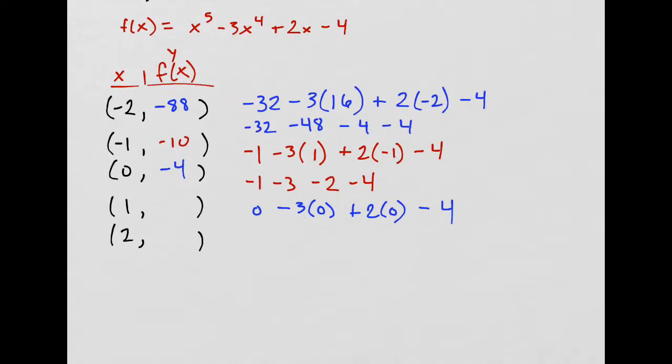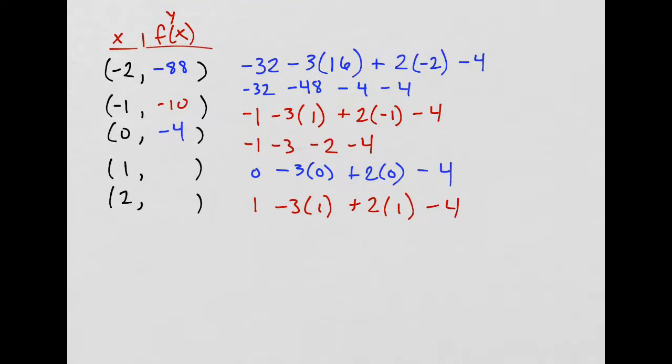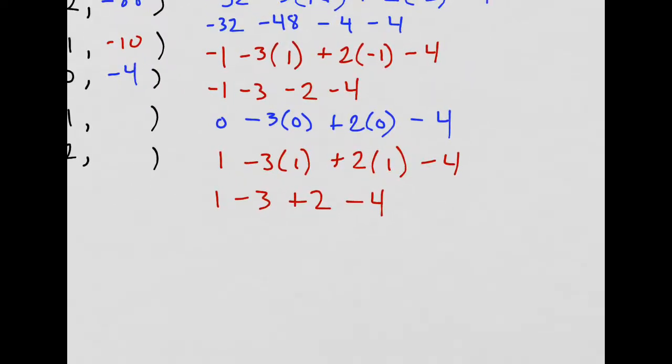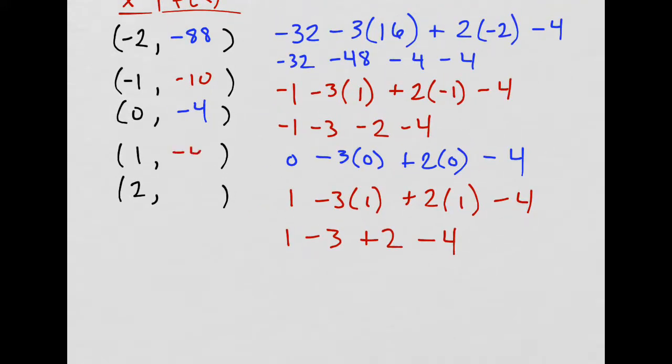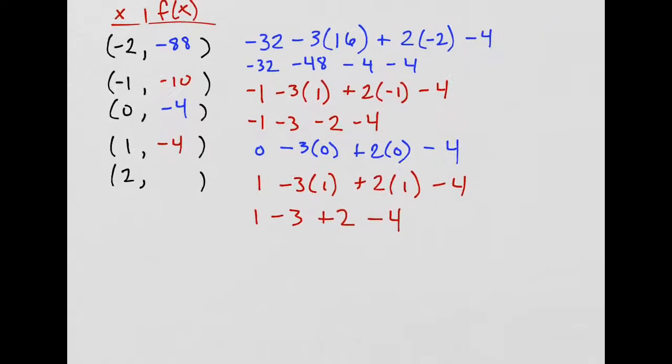And then x to the fifth, well, if I'm plugging in 1, that's 1 to the fifth is just 1, minus 3 times 1, plus 2 times 1 minus 4. So that's just 1 minus 3 plus 2 minus 4. So what do I get? I get 1 minus 3 is negative 2. And plus 2 is 0. And then negative 4. Oh, negative 4. What? We got two of the same things there? It appears that way.